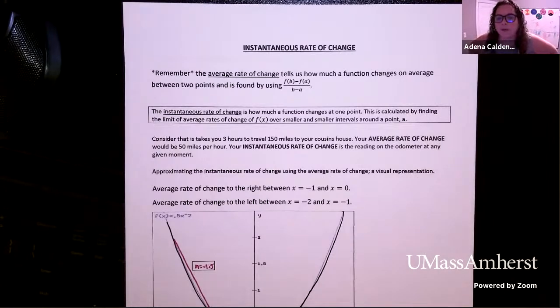So the one rate of change we know right now is the slope of a line. So we know that the slope of a line tells us how much the function changes in the dependent direction for every 1 unit we move in the independent direction. That's the m in y equals mx plus b. So that's the rate of change we're going to be building onto.